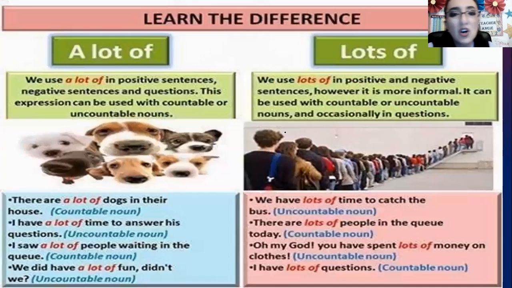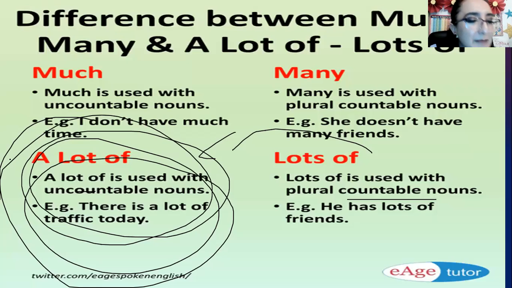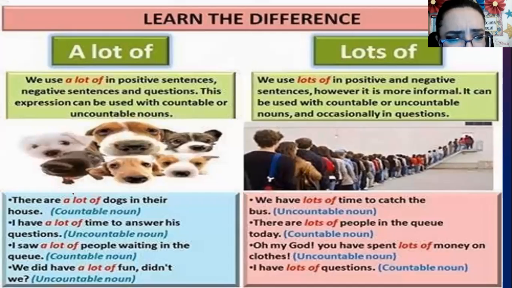Acuérdate, a lot of or lots of are pretty similar. Okay, they could be affirmative, negative, interrogative, but lots of is not going to be so much interrogative. And a lot of is for countables or uncountables, the same as lots of. But if you want to specify a little bit more, you can be using a lot of in order to talk about uncountables, and lots of for countables.